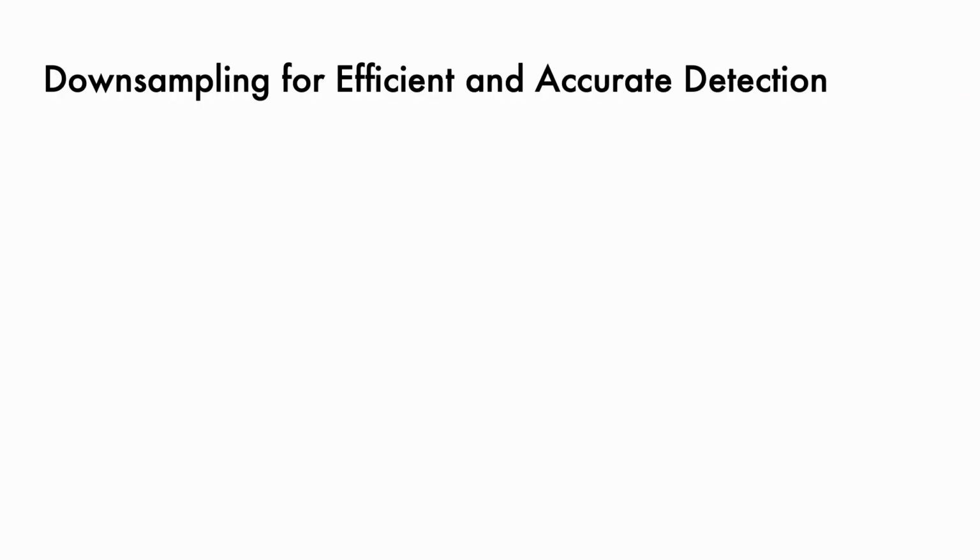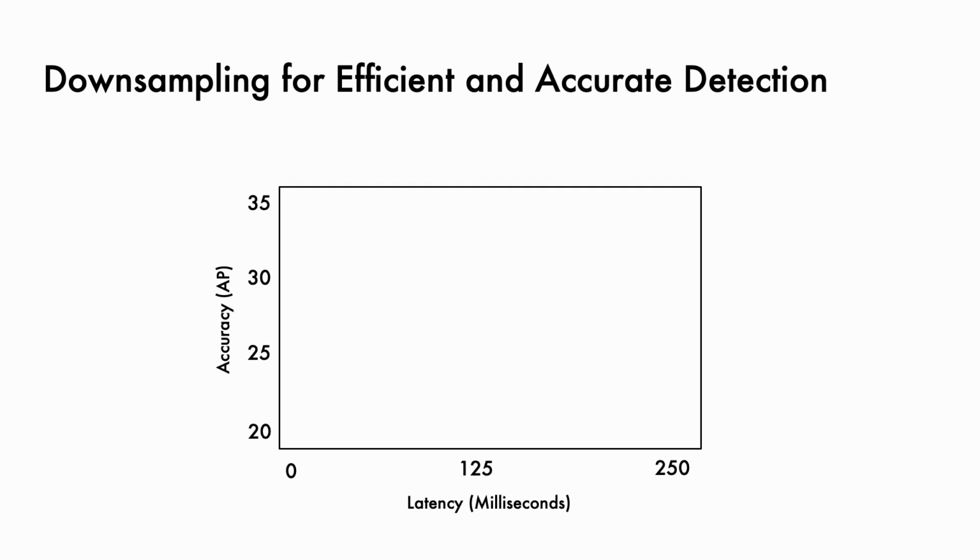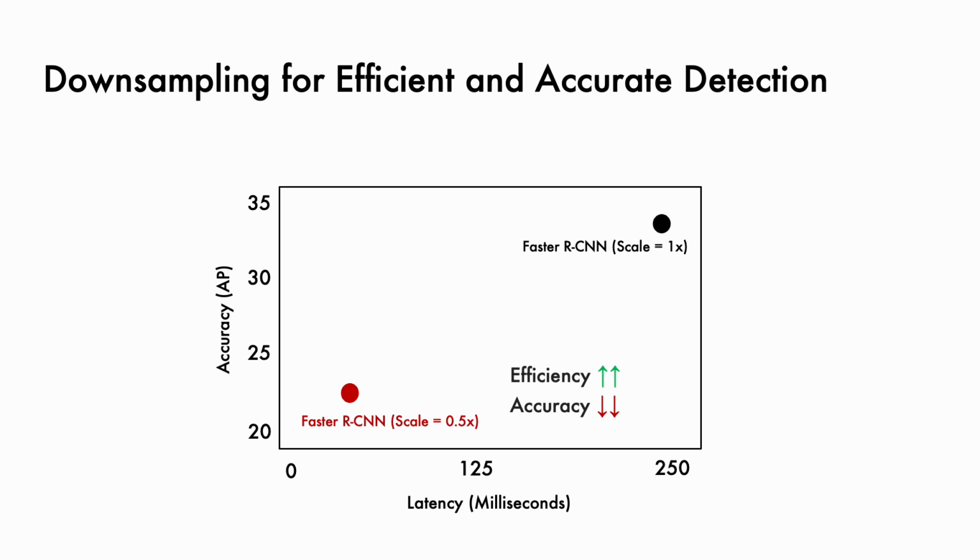Spatial downsampling is a common operation for efficient object detection. At full resolution, we observe very good accuracy. However, this does not satisfy latency constraints. On the other hand, uniform downsampling has limitations. While it improves efficiency, it reduces accuracy significantly.